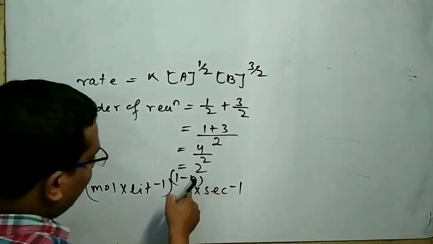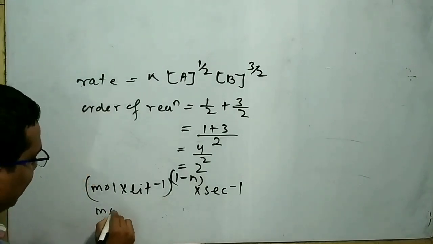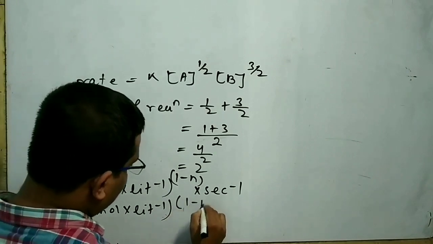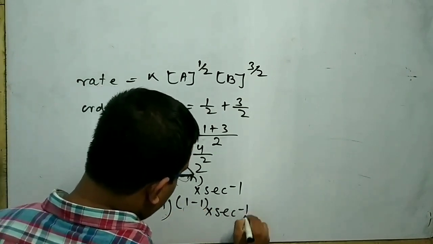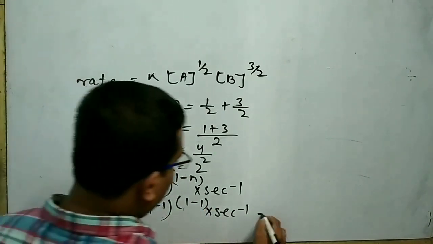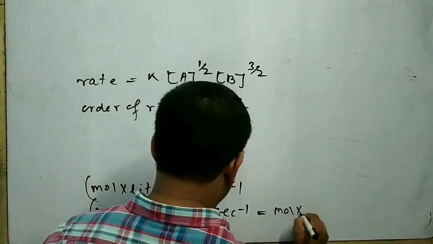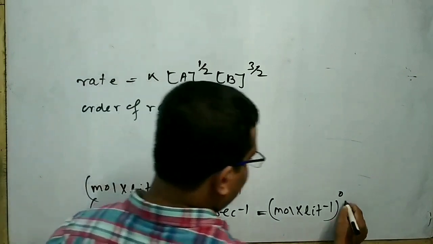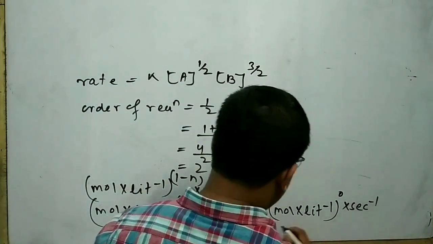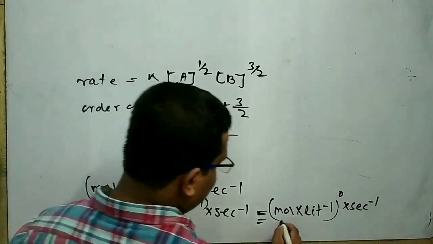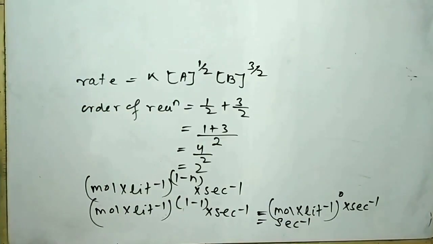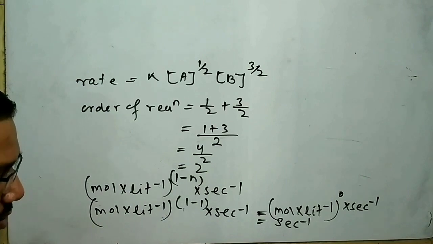Now put n is equal to 1. Then we can write mole into liter inverse to the power 1 minus 1 into second inverse. That means here I can write mole into liter inverse power 0 into second inverse. Finally, the unit of rate constant is second inverse. So our answer is second inverse.